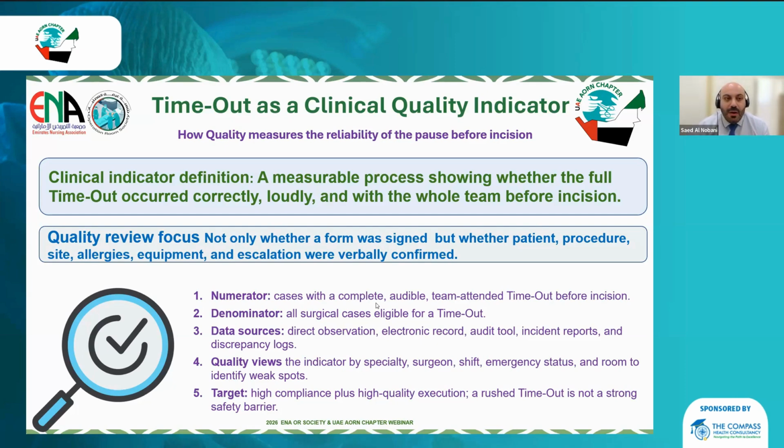So how will I do that? By first checking the data source, the quality view, and the target, the numerator and the denominator, and the surgeon himself needs to accept or approve this before doing the procedure.